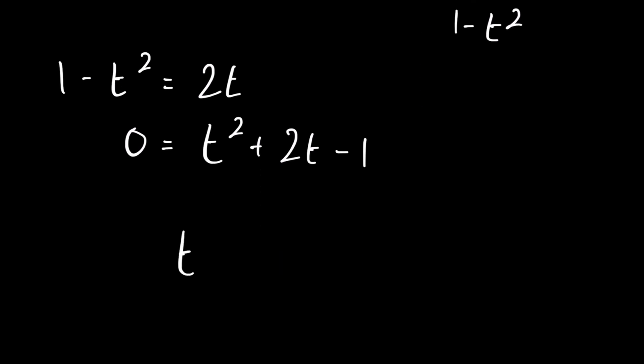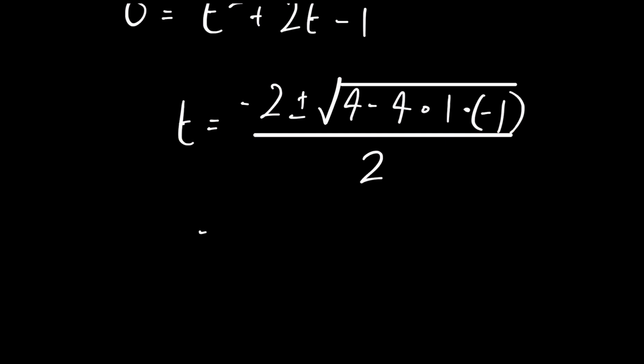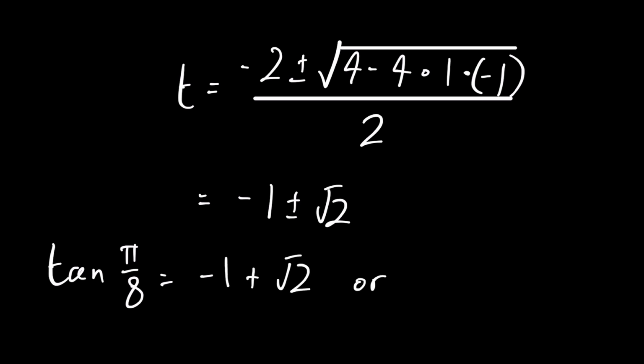So now, using the quadratic formula of minus 2 plus or minus the square root of 4 minus 4 times 1 times minus 1, all over 2. So t will be minus 1 plus or minus the square root of 4 plus 4, so root 8. Root 8 is 2 root 2, so 1 plus or minus root 2. So either tan of pi over 8 equals minus 1 plus root 2 or minus 1 minus root 2. Clearly, it does in fact equal minus 1 plus root 2 by our limits.